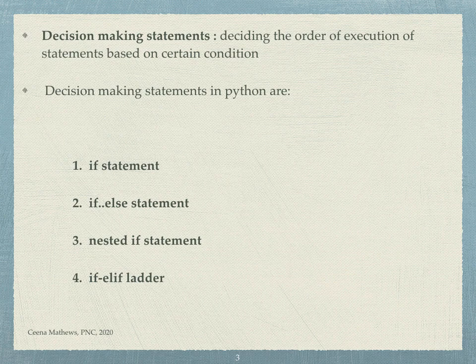The decision making statements decide the order of execution of instructions or statements in a program based on a certain condition. The decision making statements in Python are the different forms of if: the if statement, if else statement, nested if statement, and if else if ladder. First we will see the if statement.